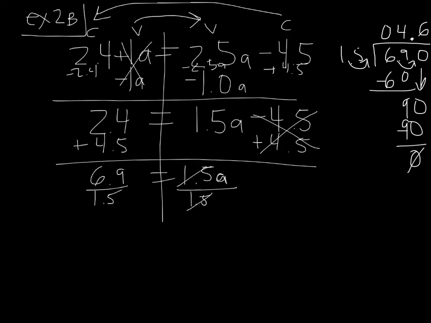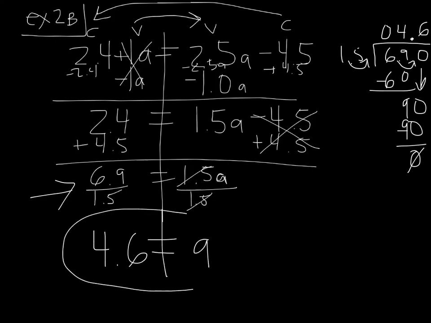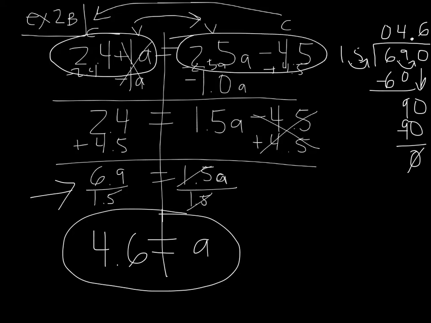So again, we're back over here. 6.9 divided by 1.5 is 4.6. Drop your line down. It equals a. And I know that would be a harder one to check. So if you do have a calculator, that wouldn't be a bad idea. Take 2.4 plus 4.6 and see if that equals 2.5 times 4.6 minus 4.5. See if both sides are equal. So that's the answer for 2B. Let's keep going to 3.